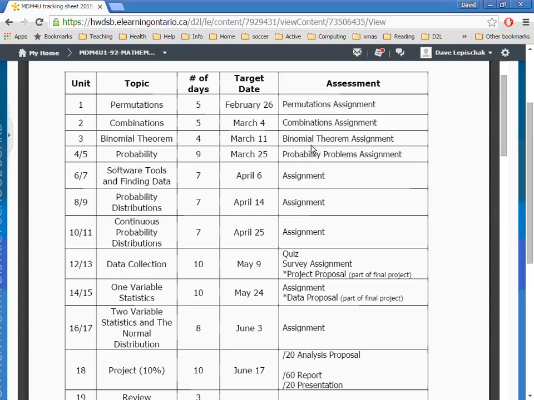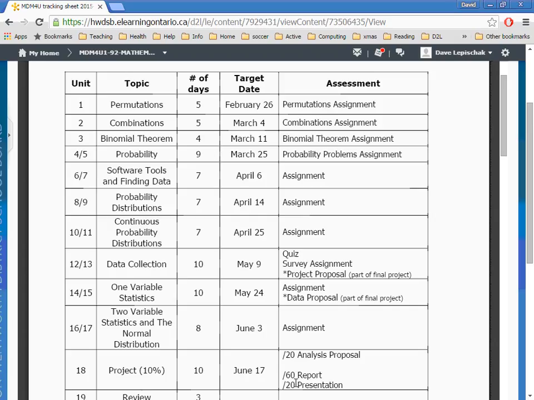Okay. The big thing is at the very end of the course, there's a major project here that is worth 10% of your overall mark. And in this project, you're going to have to sort of plan out some data collection, basically design a survey, collect some data, analyze that data, and then present your findings. Normally the way you present your findings is in a written report, but I'm going to try to figure out some way that you could maybe do a short presentation and share them with the other people in the class.